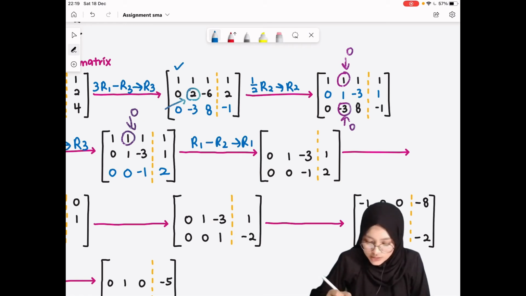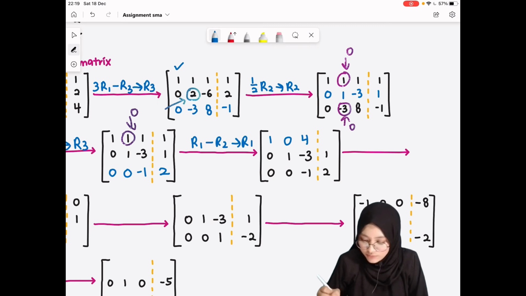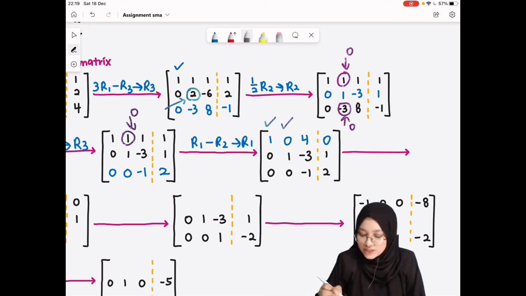So row 1: 1 minus 0, we will get 1. 1 minus 1 is 0. 1 minus -3, we will get 4. And then 1 minus 1 is 0. Okay, so far our first column and second column follow the Gauss-Jordan elimination. And then move to the next diagonal entry, which here is -1.